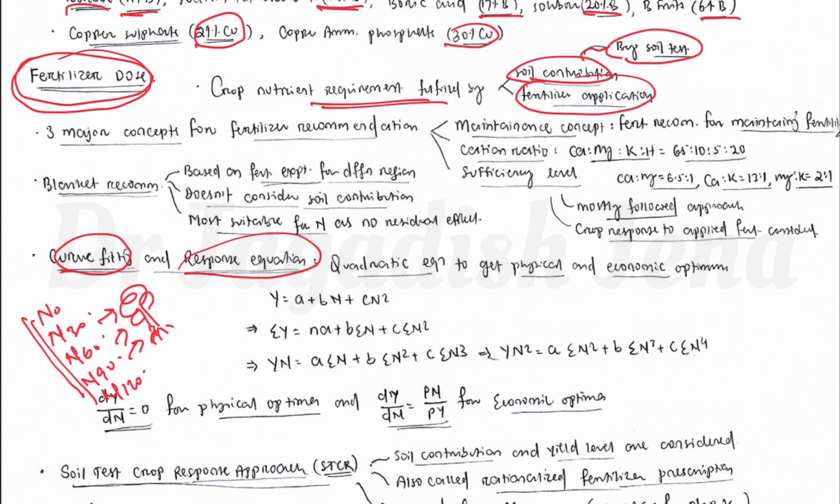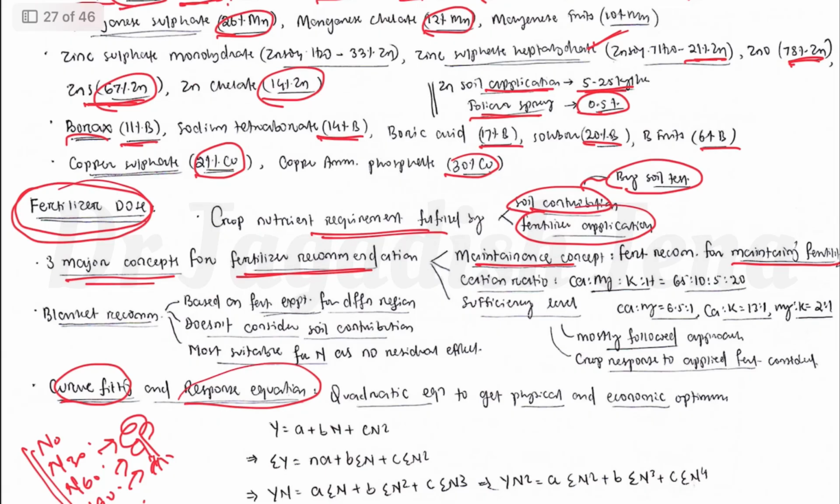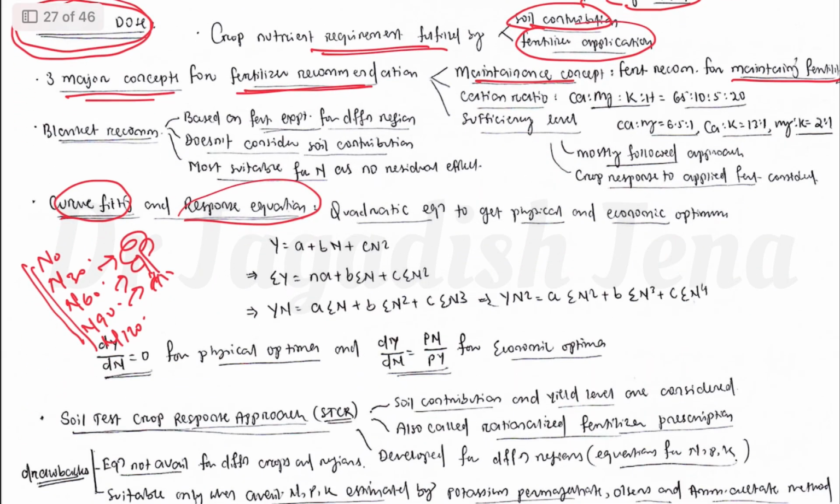So different nutrients' availability we can estimate through different extractants as well as determine through different lab instruments. Now there are three major concepts for fertilizer recommendation. One is the maintenance concept, which tells about fertilizer recommendation based on maintenance fertility. That means what is the fertility status of the soil, and to maintain that status quo, how much fertilizer we need to apply. That is the maintenance concept.